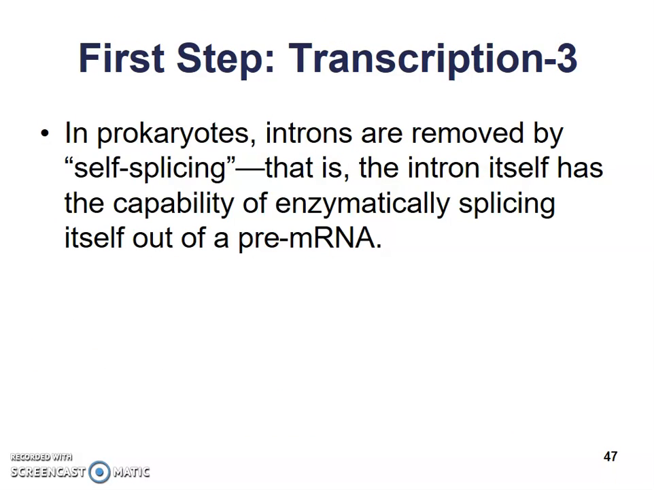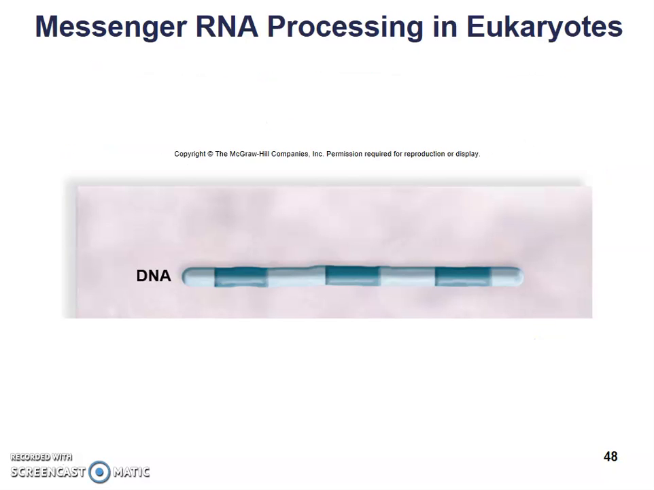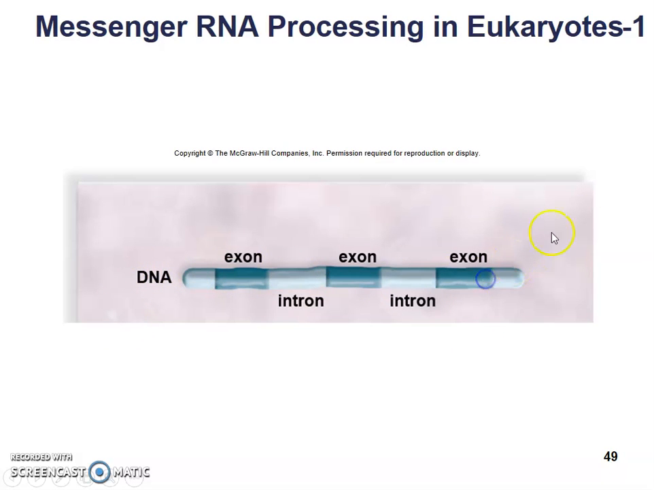In prokaryotes, introns are removed by self-splicing. Basically the intron has the capability of enzymatically splicing itself out of the pre-mRNA. It's able to recognize, hey, I don't need to be here, and it will actually take itself out of the molecule. So here we have a picture of a strand of DNA.